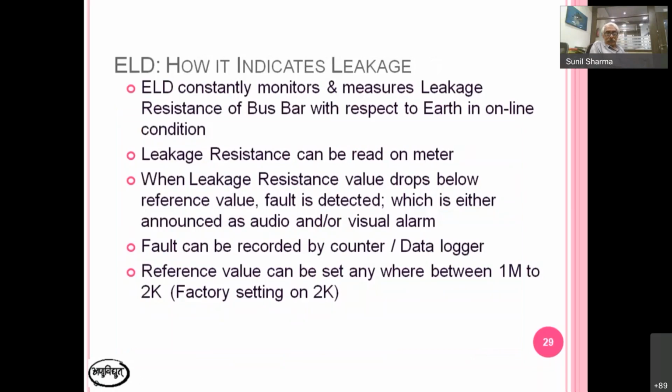Now, a very important part: how it indicates leakage. As we know already, the earth leakage detector constantly monitors and measures the leakage resistance of the busbar with respect to earth in online condition. Then leakage resistance can be read on the meter, because the meter is the most important part. Everybody goes by the red light only, but I say the red light is only an indication to capture your attention. Actually, the main thing is the meter.